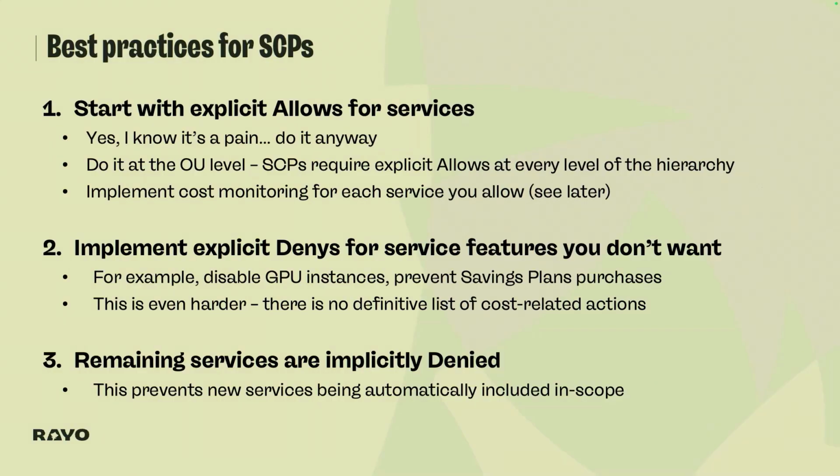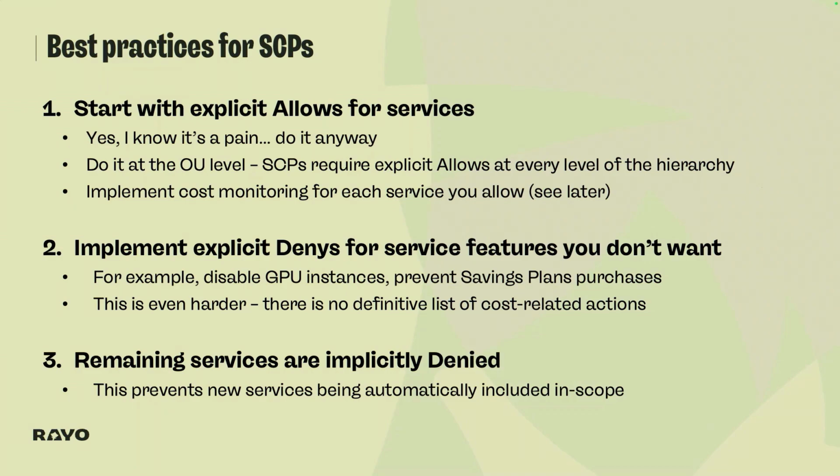So best practice: if you're using SCPs, and you should, start with explicit allows for services. I know it's a pain because you keep having to add services you want to use, but start there. Add an explicit allow, and every time you do that, implement some cost monitoring for that service. We'll talk about how to do that in a bit. Then think about how you do explicit denies for features of services that you don't want. So turn off people buying Savings Plans if you don't want people to do that. Turn off the ability to buy Shield Advanced if you don't want to have a 36K bill in one month.